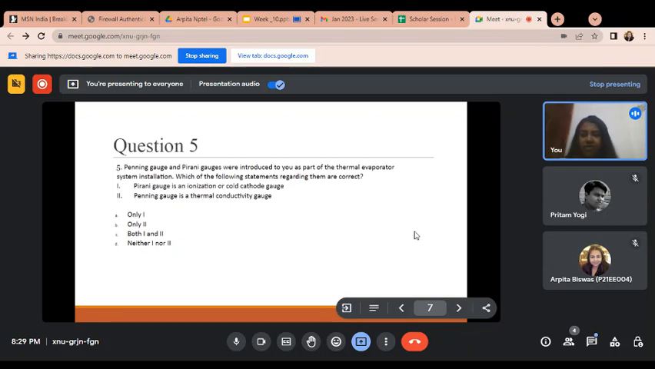Next question is, Penning gauge and Pirani gauge were introduced to you as part of the thermal evaporator system installation. Which of the following statements regarding them are correct? The first statement is Pirani gauge is an ionization or cold cathode gauge. The second statement is Penning gauge is a thermal conductivity gauge. So the right option is only 1, or only 2, or both 1 and 2, or neither 1 nor 2.